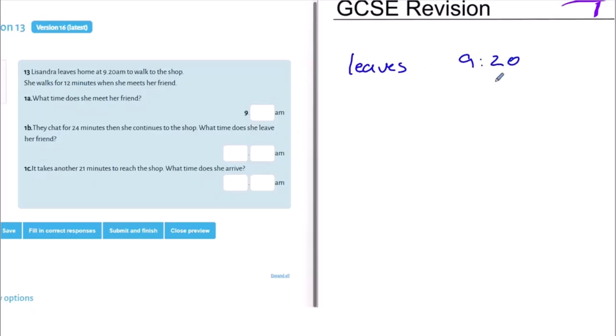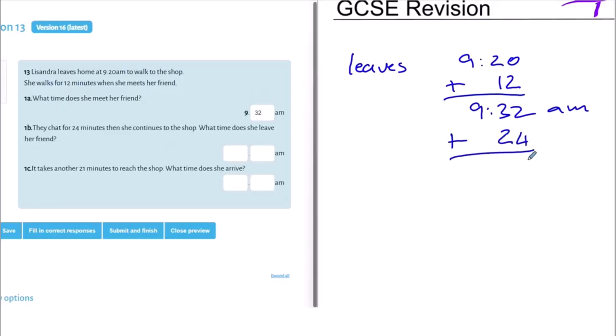So she leaves at 9:20, walks for 12 minutes, add these up, and we get 9:32 a.m. So in here, I would have my 32. The next part of the question says they chat for 24 minutes, then she continues to the shop. What time does she leave her friend? So we have to add 24 minutes here. We get 6, 5, 9. So 9:56 a.m. And that's the second part.